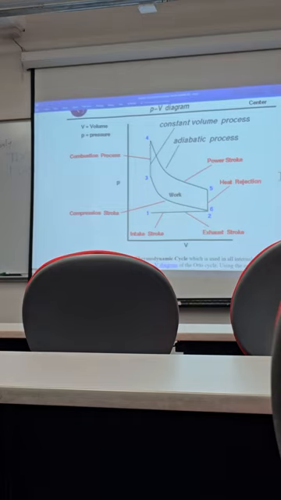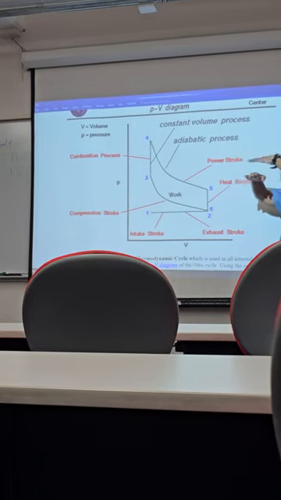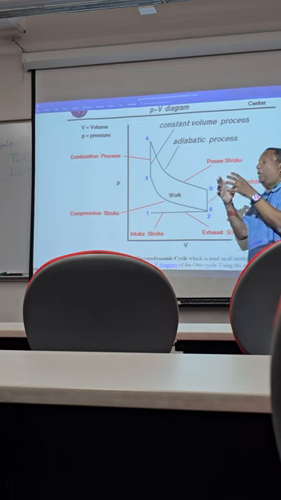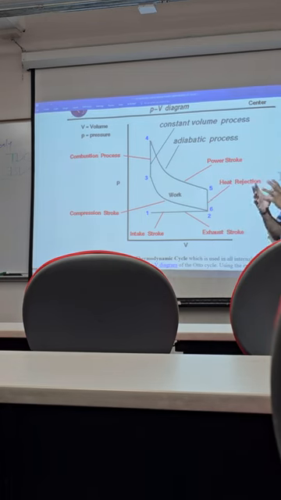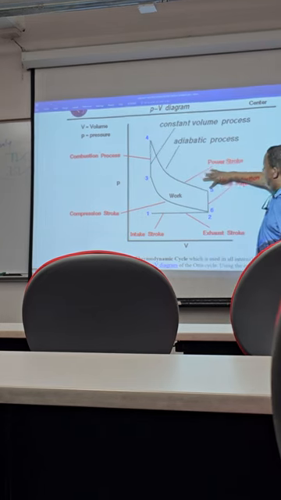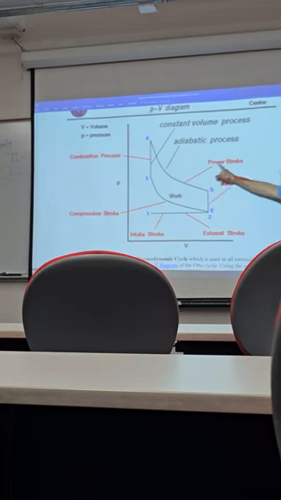That is the reason this cycle is called the constant volume cycle. When the power stroke happens, these gases have already been expanded and pushed down, so the pressure starts decreasing and the volume starts increasing. You see this from 4 to 5 in here, the power stroke.